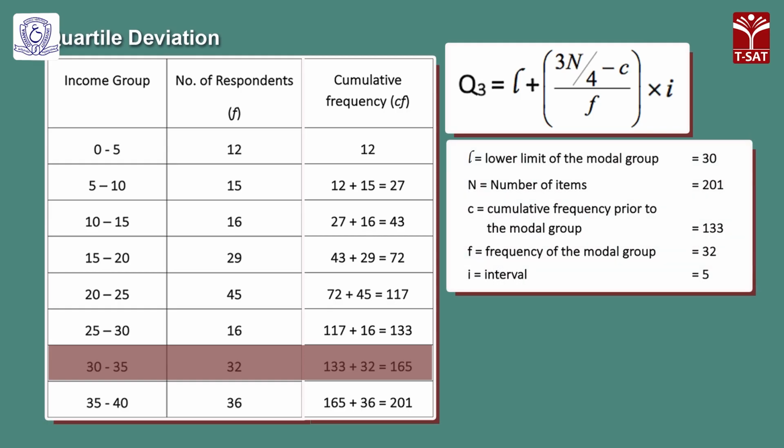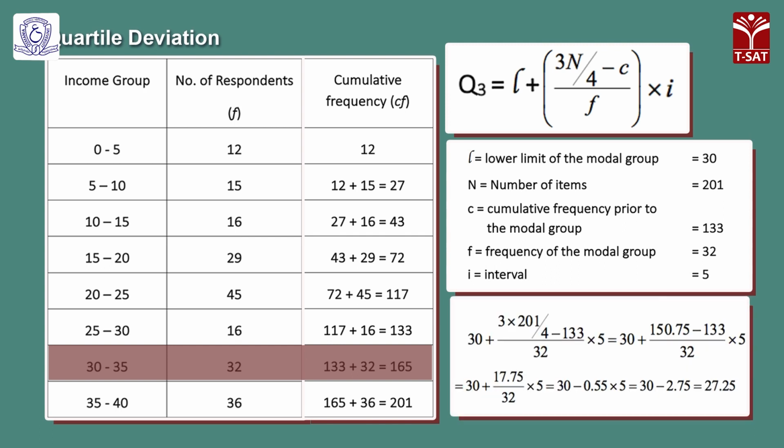where L is equal to lower limit of the modal group, which is 30, N is equal to number of items, which is 201, C is equal to cumulative frequency prior to the modal group, which is 133, and F is frequency of the modal group, which is 32, and I stands for interval, which is 5. Now we have to replicate these numbers in the formula. Q3 is equal to L plus (3n divided by 4 minus C) divided by F into I.